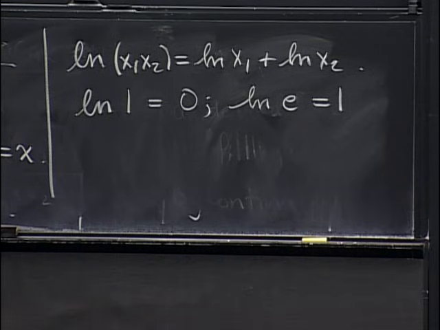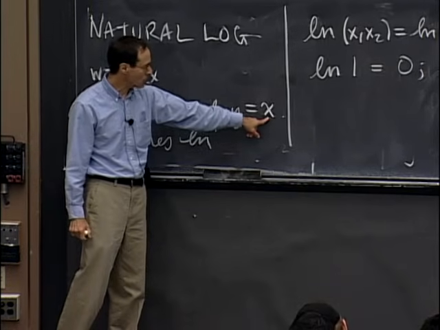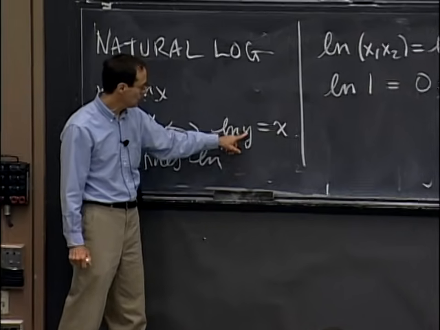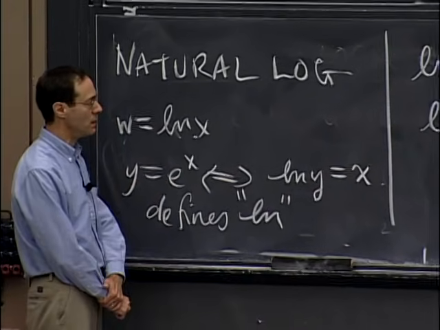All right, so these correspond to the inverse relationships here. If I plug in x equals 0 and x equals 1, I get the corresponding numbers here, y equals 1 and y equals e.